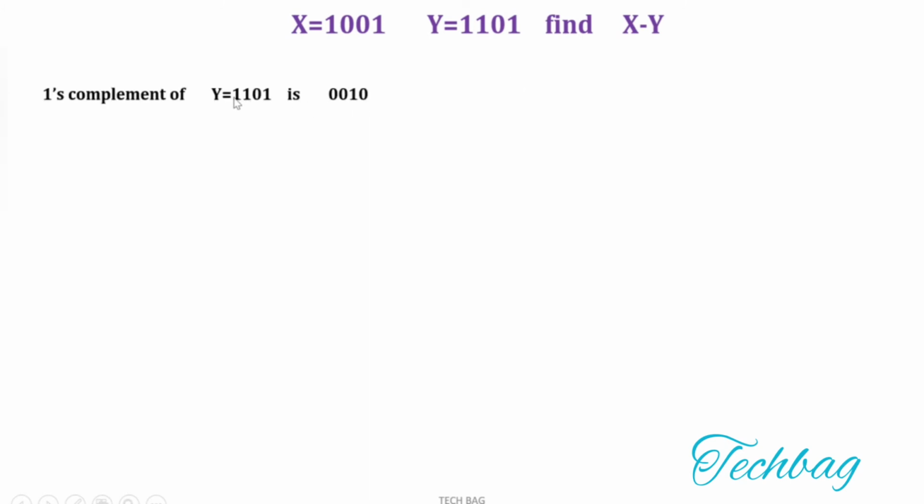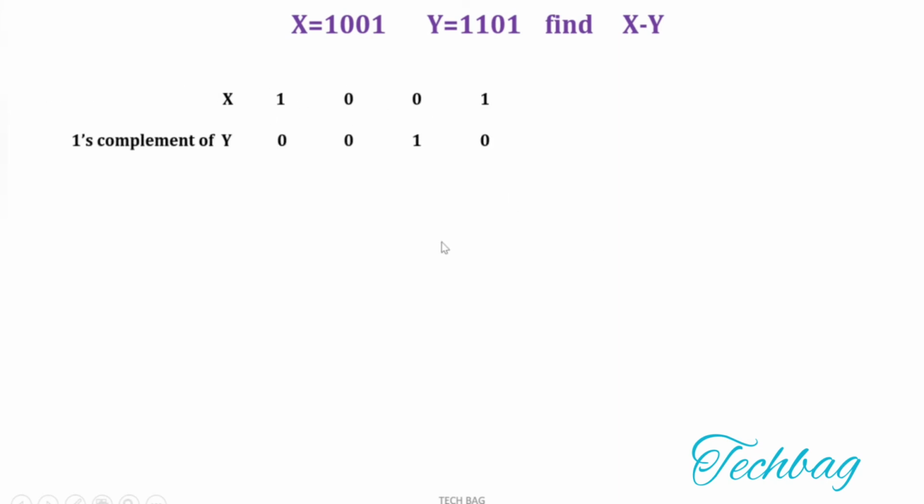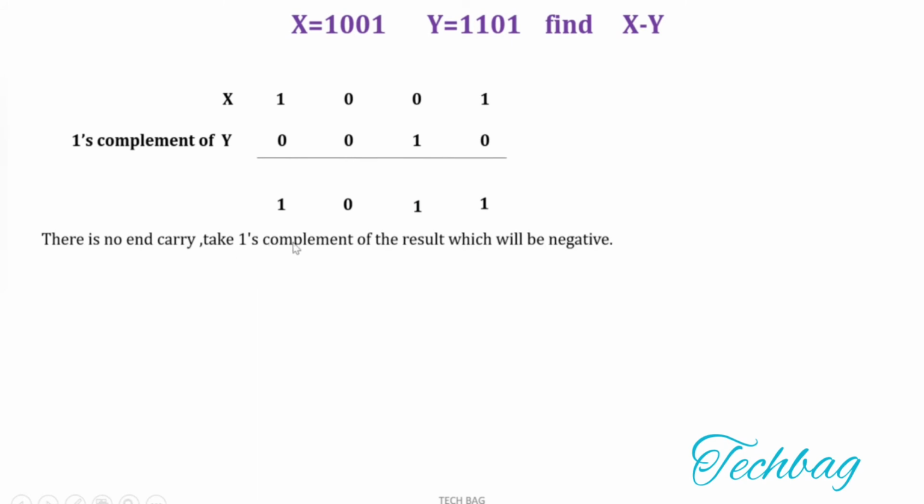So next, this 1's complement is added with X. X is 1001. And the 1's complement of Y is 0010. Now add these two values. 1 plus 0, 1. 0 plus 1, 1. 0 plus 0, 0. 1 plus 0, 1. So there is no carry. If there is no carry, you have to take the 1's complement of the result. So after taking the 1's complement, you get 0, 1, 0, 0.